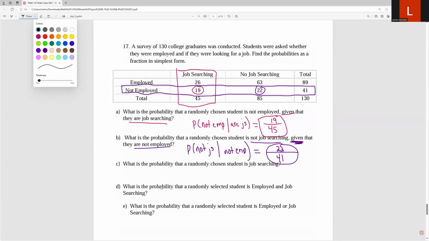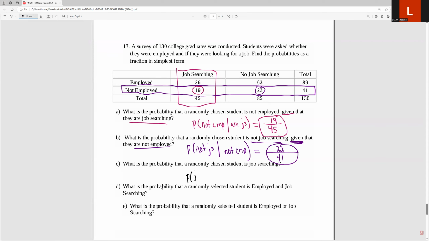Notice your next question has no keyword other than job searching. So this is a simple probability. Anytime you don't see an and, an or, or a given, you're just doing that one category. So job searching is 45 people out of all the people they surveyed, which was 130. We can divide those both by 5. That's going to be 9 out of, let's see, 130 divided by 5 is 26.